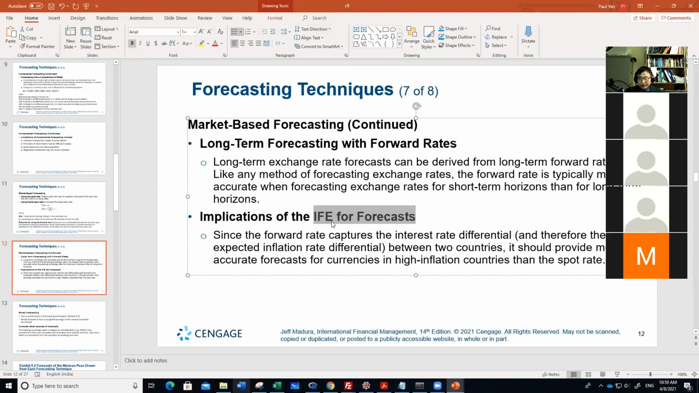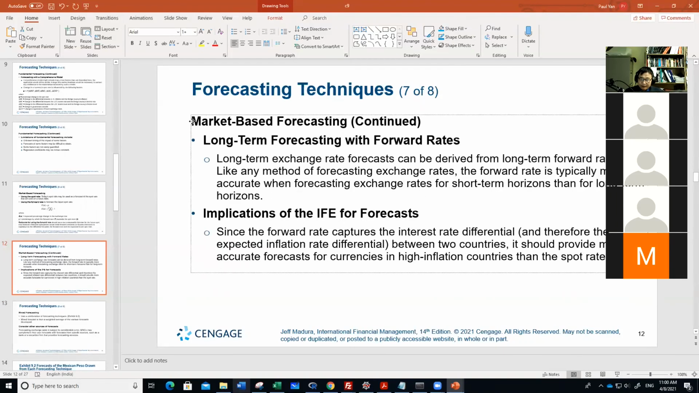And so the international Fisher effect. The basic idea is the forward rate captures expectations. Why is the forward rate higher than the spot rate? Because we observe, suppose the US interest rate is higher than the foreign country's. So we use market-based forecasting, which is actually based on the international Fisher effect.